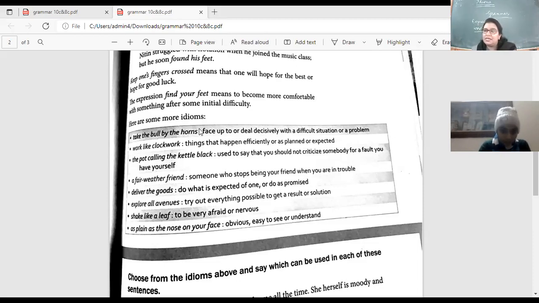Can you make a sentence using taking the bull by the horns? Make a sentence. Although it was a difficult course to complete, he decided to be very regular and take the bull by the horns, right? And of course, it could be about the rising COVID cases. Come on, all of you, write down your sentence.